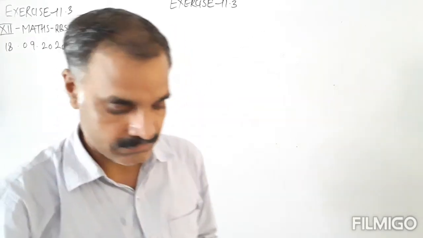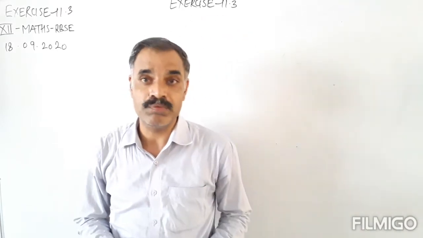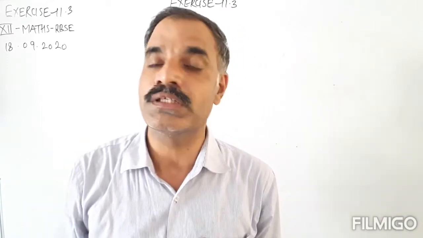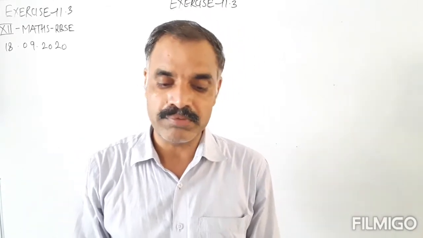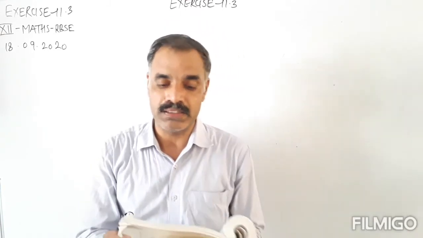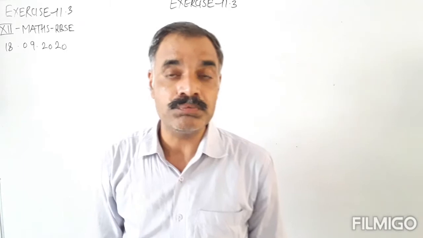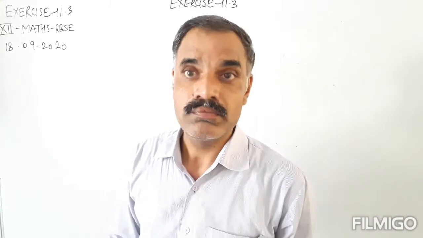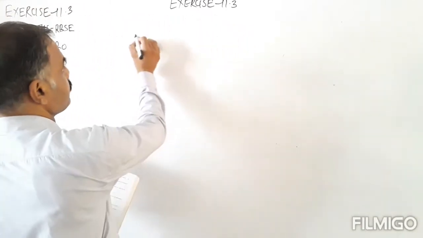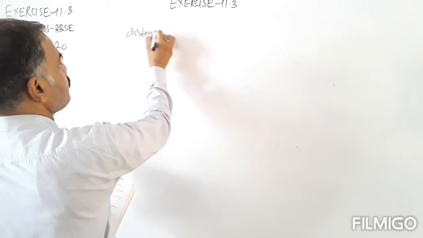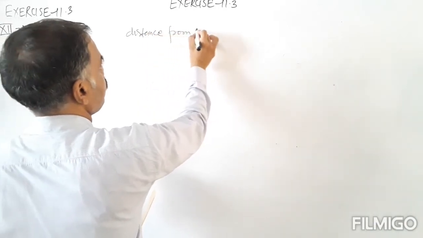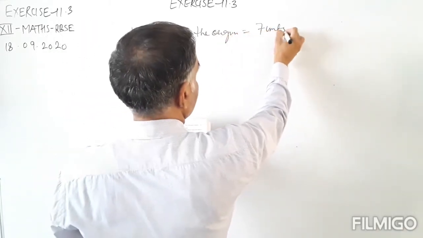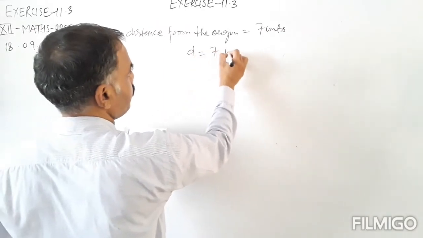Question number 2 is find the vector equation of the plane which is at a distance of 7 units from the origin and normal to the vector 3i cap plus 5j cap minus 6k cap. It means we have to find the equation of plane in normal form, in perpendicular form. Okay, so distance from the origin is given as 7 units. 7 units means d is equals to 7 units.